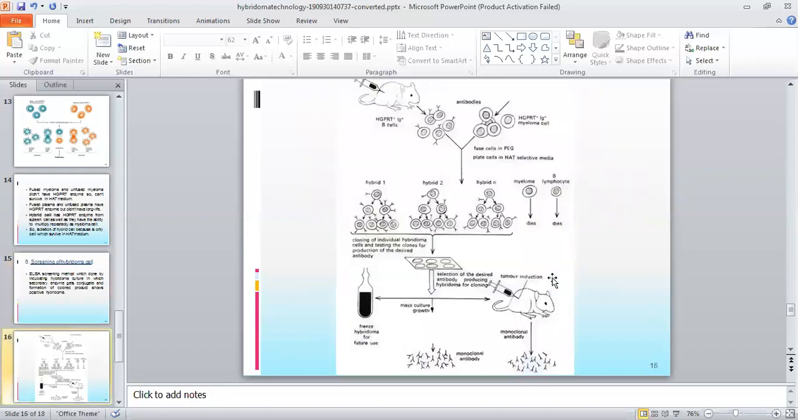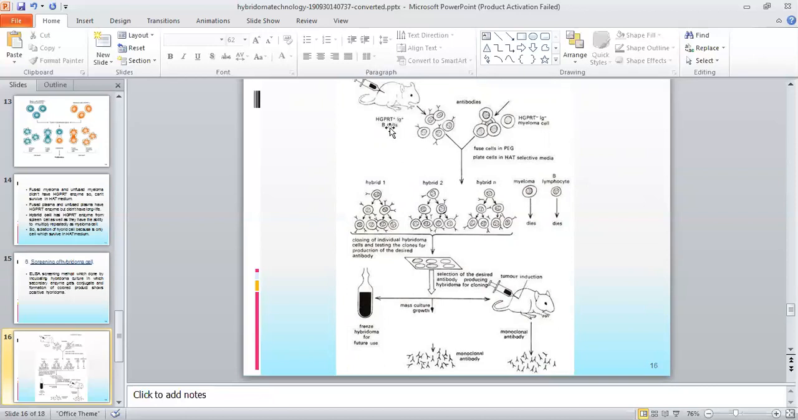It's a chart which shows the production of hybridoma cells. First step, we insert the antigen into the mice, activate their immune system and produce plasma cells. Plasma cells means antibody producing cells, and these are the myeloma cells, means cancerous cells. They have uncontrolled division and are immortal cells.